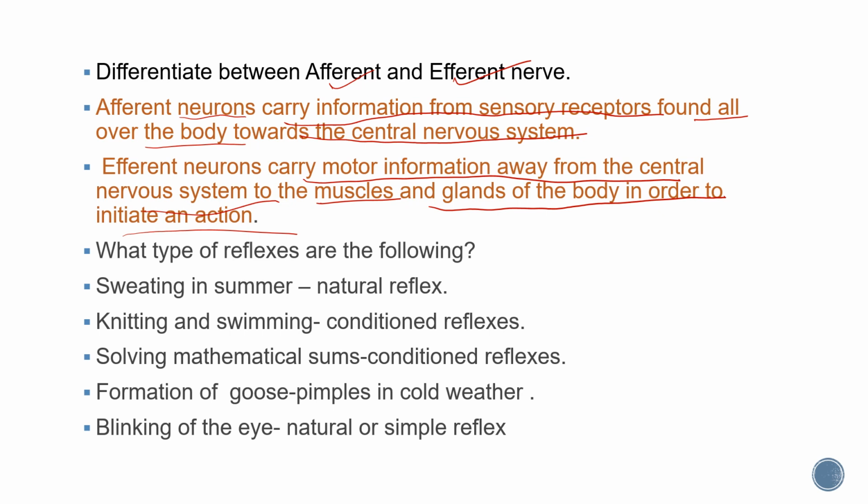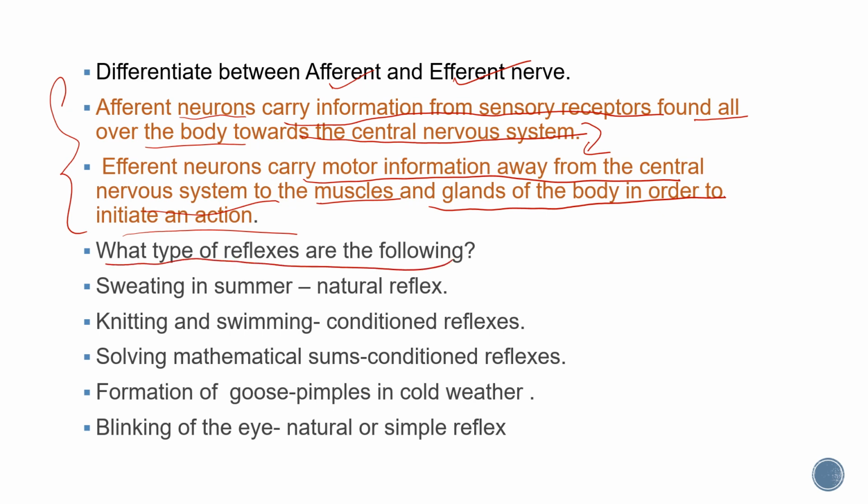So afferent neurons are carrying information from the sensory receptors towards the central nervous system. The polar opposite thing is happening here. They are carrying the motor information away from the central nervous system to the muscles and the glands of the body in order to initiate an action. So this is a very important question. Please do write the answer and try to remember the main points. So one is carrying from the sensory to the central nervous system, and one is carrying the motor information from the central nervous system away from it to the muscles and the glands of the body in order to initiate an action. Now the next question is also very important.